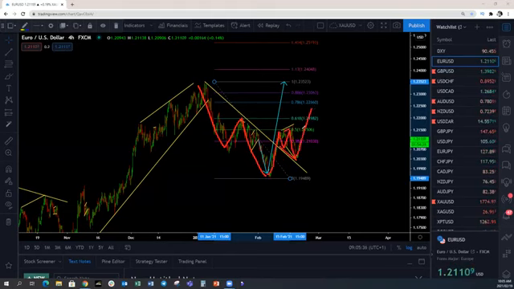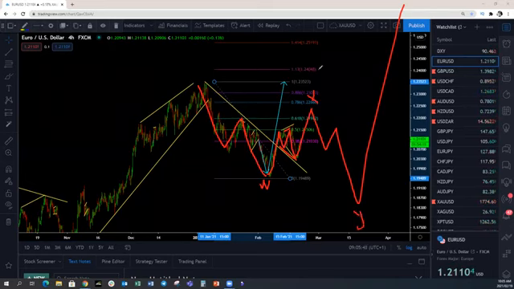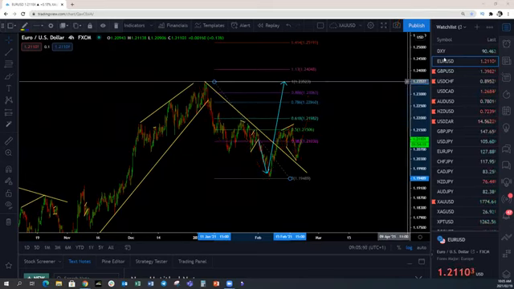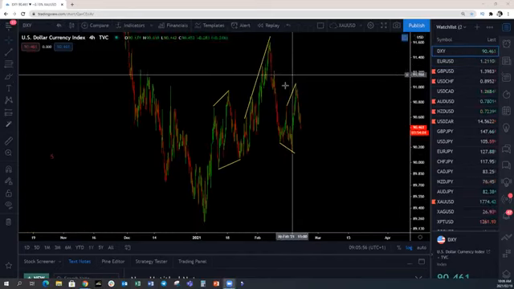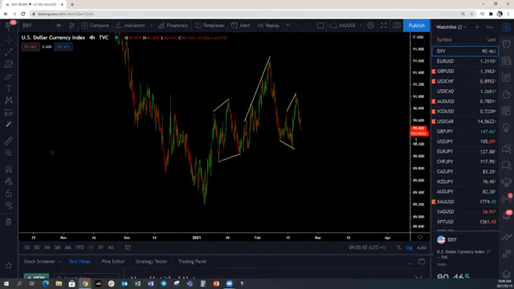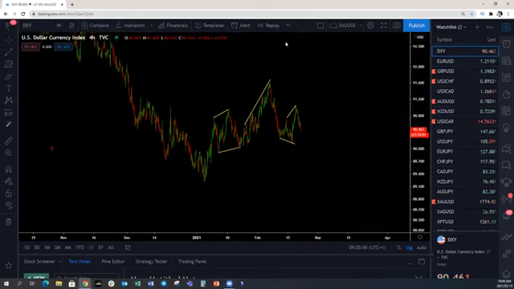So if we get to around the 50% or the 61%, we could get another move to the downside like this. That will make a WXY corrective structure here. WXY corrective structure, but we're not worried about this now. We're just looking for the upside for now. The DXY is the inverse of what is currently happening on the euro. So the DXY, exactly the same, but the inverse.